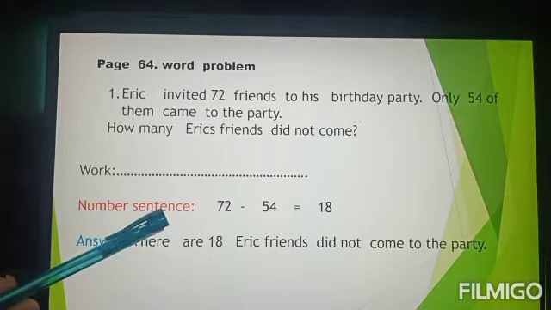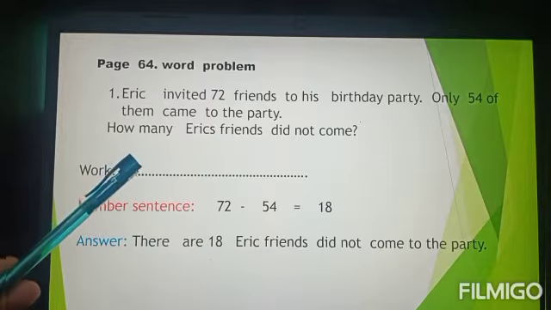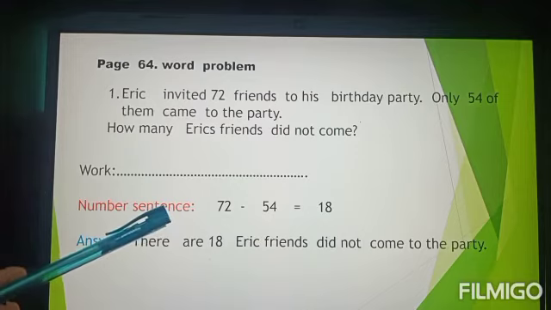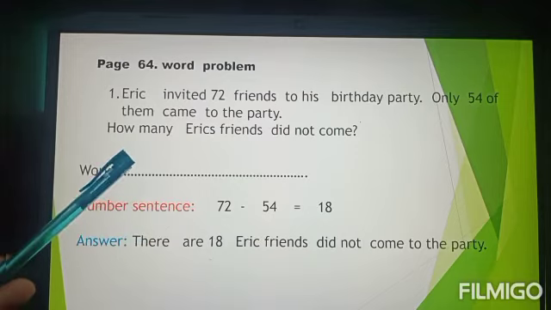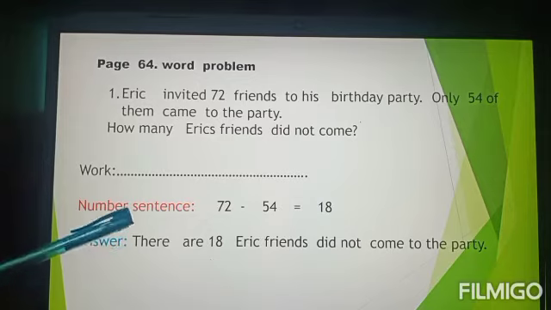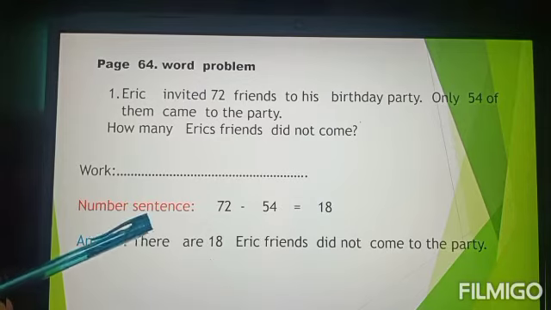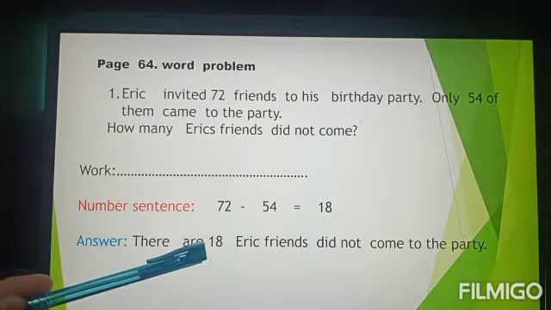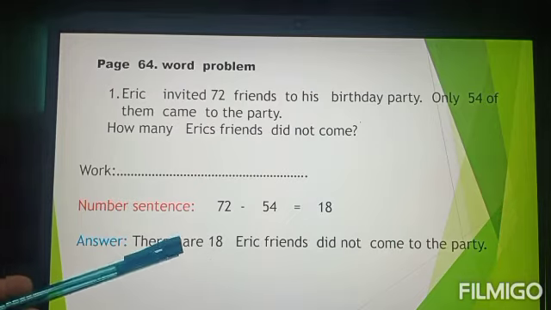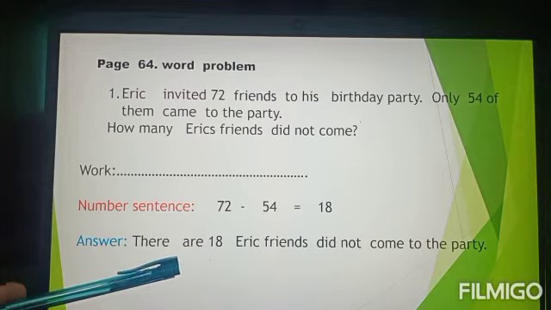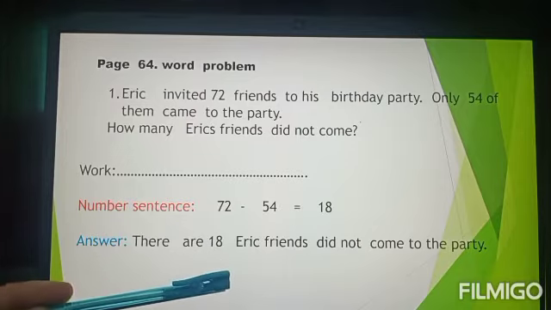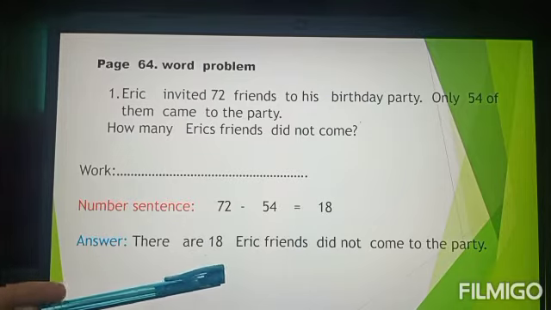Okay, on page 64, word problem. Eric invited 72 friends to his birthday party. Only 54 of them came to the party. How many of Eric's friends did not come? So, we have to find the number sentence. We write 72, then we write also the number 54. If we subtract, 72 minus 54 equals 18. So, the answer is, there are 18 of Eric's friends who did not come to the party.